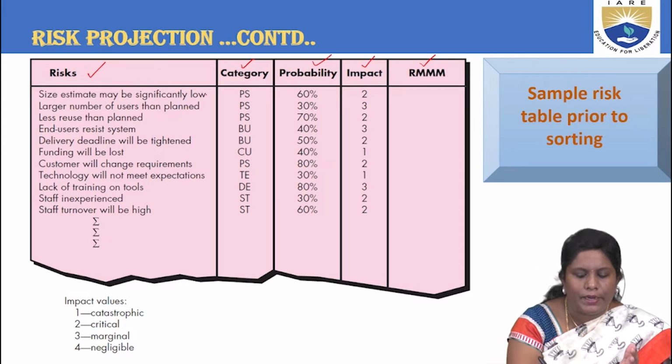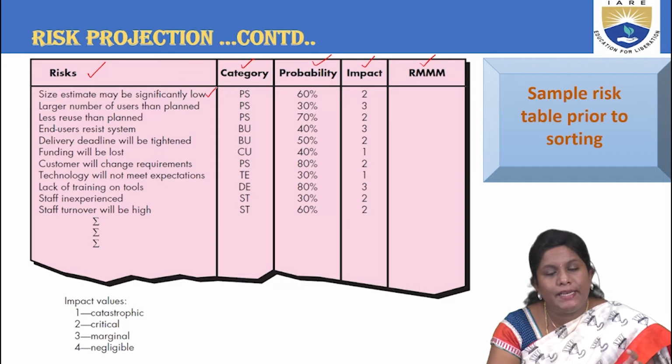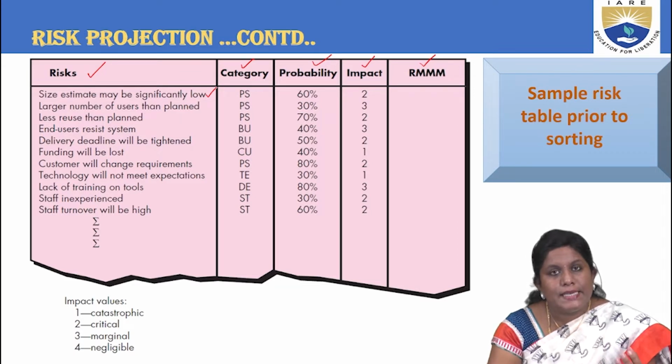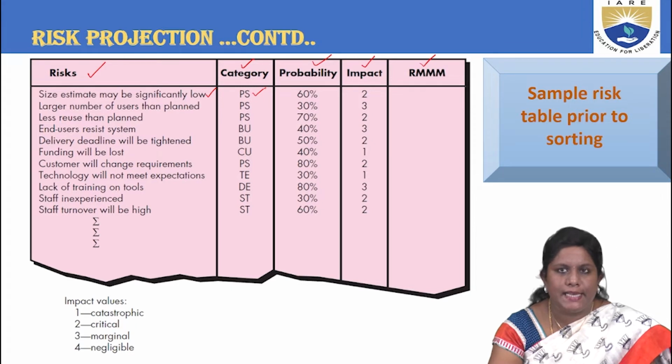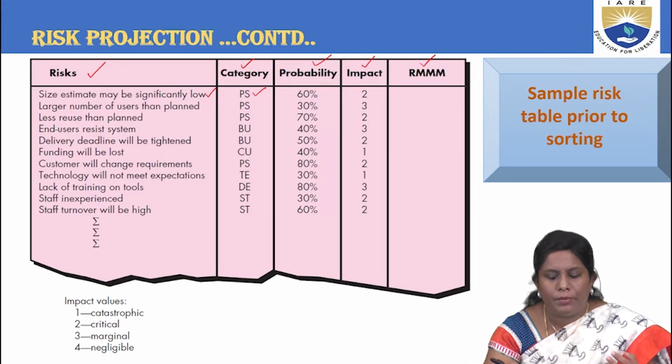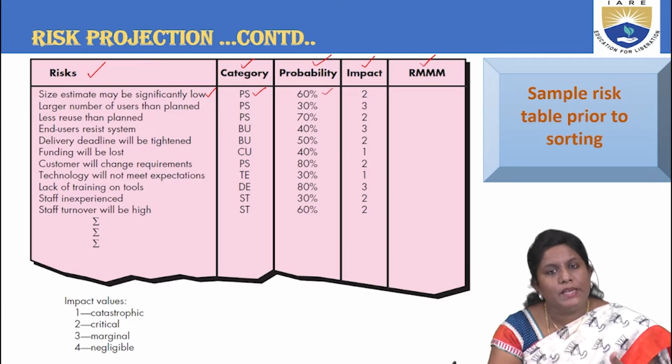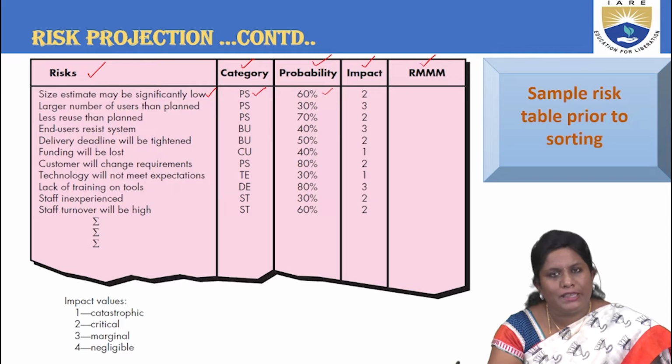Firstly, if you can have a look at this, it is estimating the size. Size estimate is always or significantly low. So this category comes under the project size, as I told you. And generally when it is saying it is low, you are trying to take the probability as 60%. So basing upon all these values, we are substituting it in the relevant mathematical expressions to get our output. Okay. So size estimation is low, which is considered as the project size.